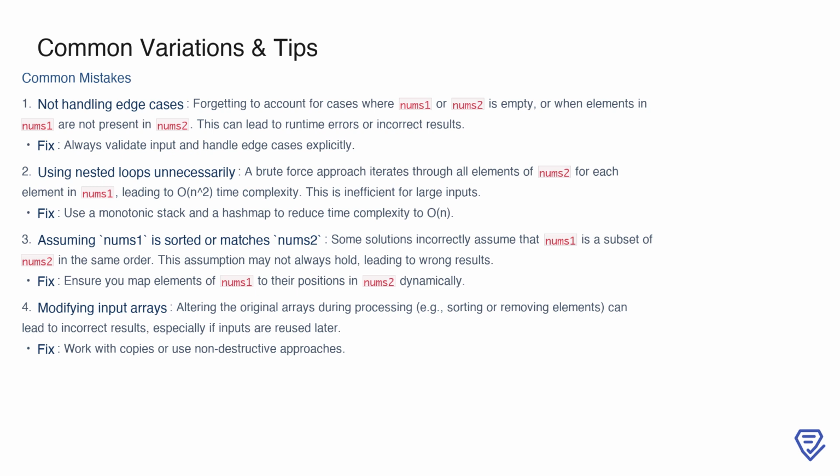Additionally, some solutions mistakenly assume that nums1 is sorted or that it matches the order of nums2. This assumption can lead to incorrect results because nums1 may not follow the same structure. To avoid this, dynamically map the elements of nums1 to their positions in nums2.